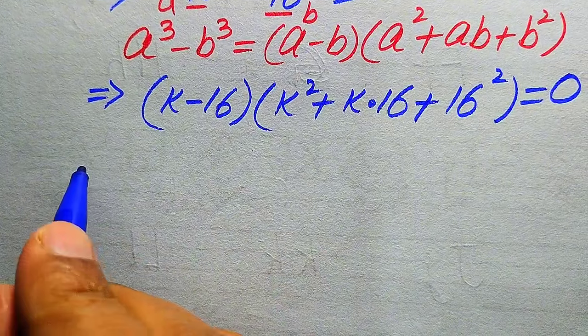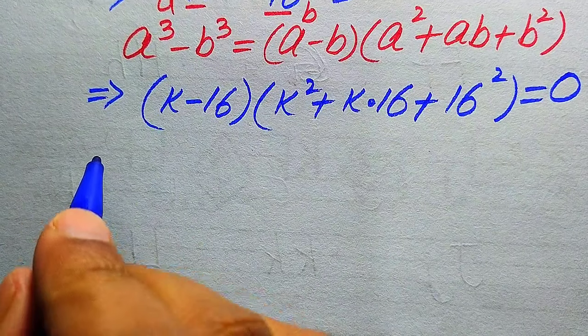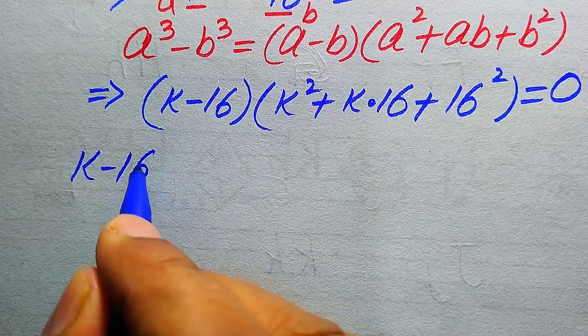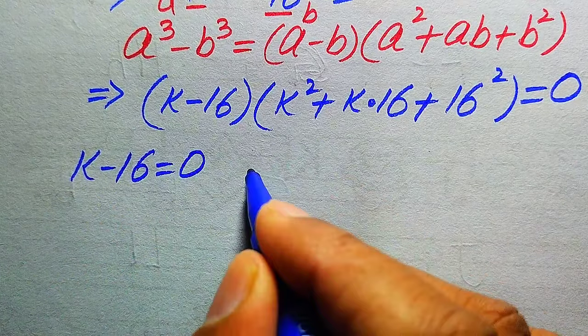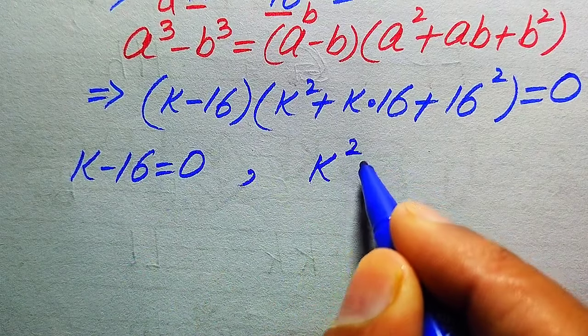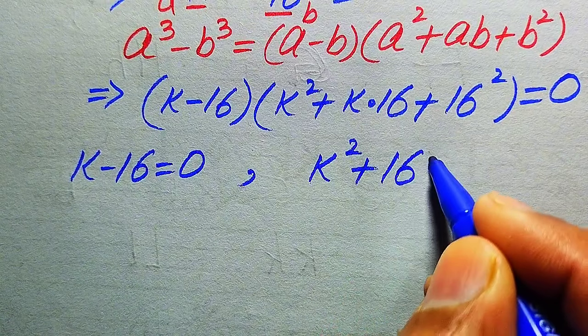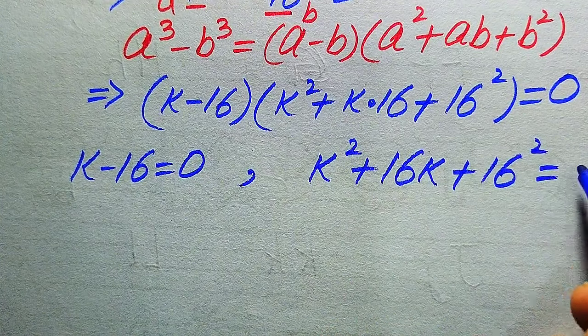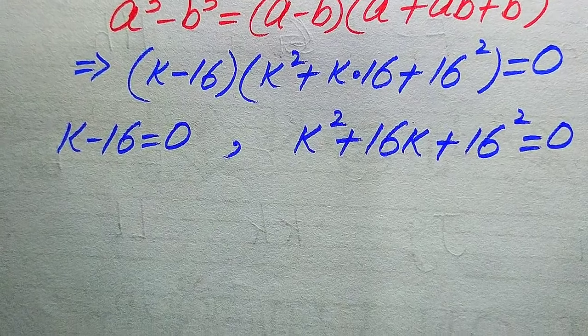And now in the next step, we need to divide this equation into two cases. The first case is we write k minus 16 equal to 0, and the second case is we write k squared plus 16k plus 16 squared is equal to 0.